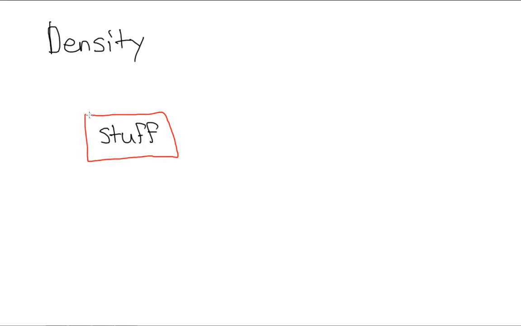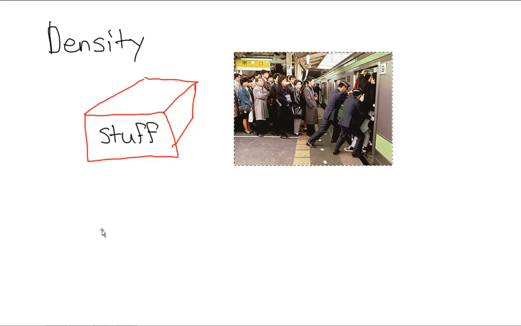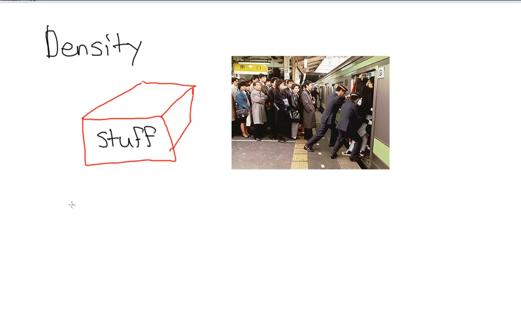So here we have the stuff, and it's within a defined amount of space, shown by the red box. And from that definition, we can look at it from two perspectives. That stuff could be rather large, like people, for example. We can say the subway car in Japan is denser than, let's say, your classroom.